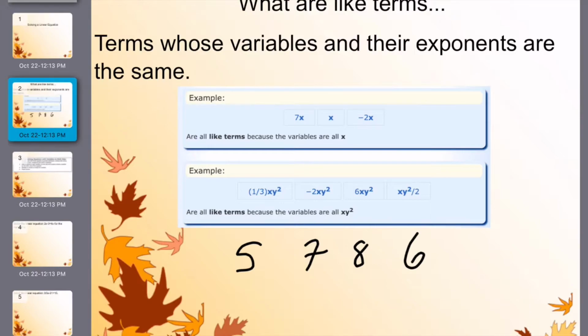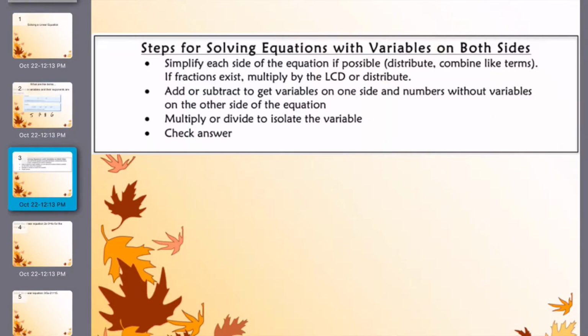Now, I also have a couple steps that are going to help us solve equations. The first step: simplify each side of the equation if possible, meaning I might need to do the distributive property, or I'm going to have to combine like terms. If fractions exist, multiply by the lowest common denominator or distribute, and we'll find out a little bit more about that later. Add or subtract to get variables on one side and numbers without variables on the other side of the equation. Then I want to multiply or divide to isolate the variable, get it by itself, and by doing that, that will also give me my answer. And then finally, I can check my answer. But let's start with a couple of examples and hopefully we get a feel of it.